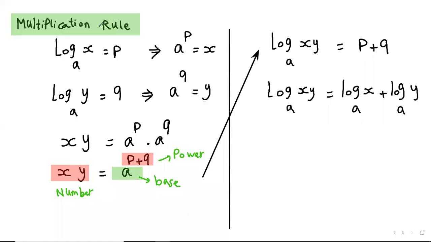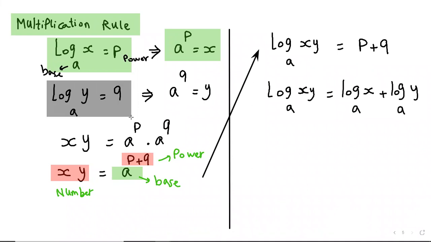Now let's go to the multiplication rule. If I assume that log x to the base a equals b, so we can write it as a to the power of b equals x, because here is the base and b is the power. And if we have log y to the base a equals q, that means a to the power of q equals y, the number. So a to the power of q equals y.